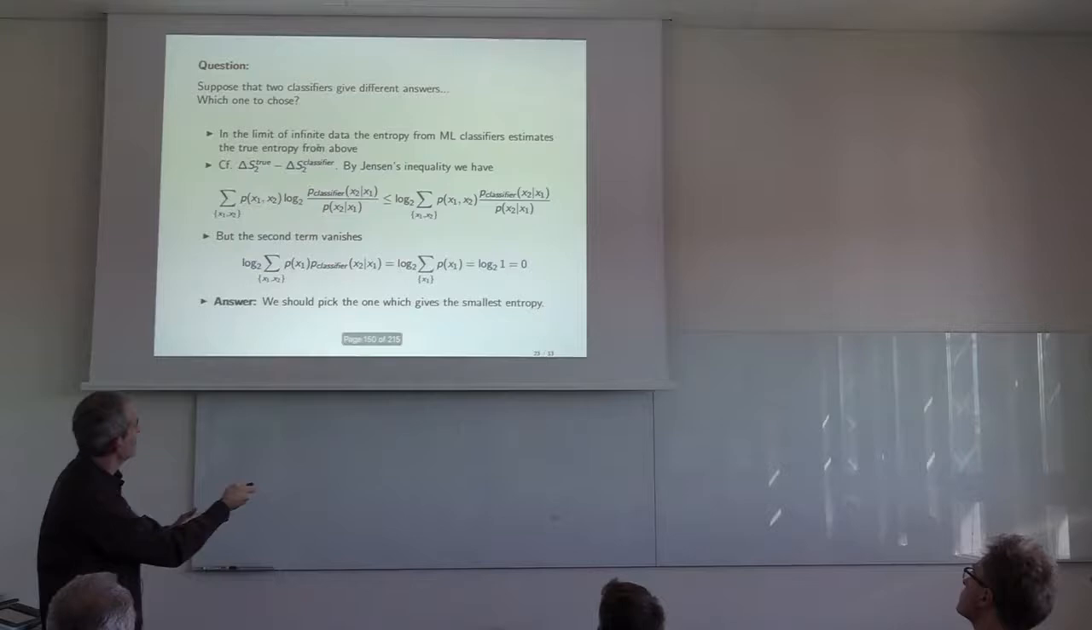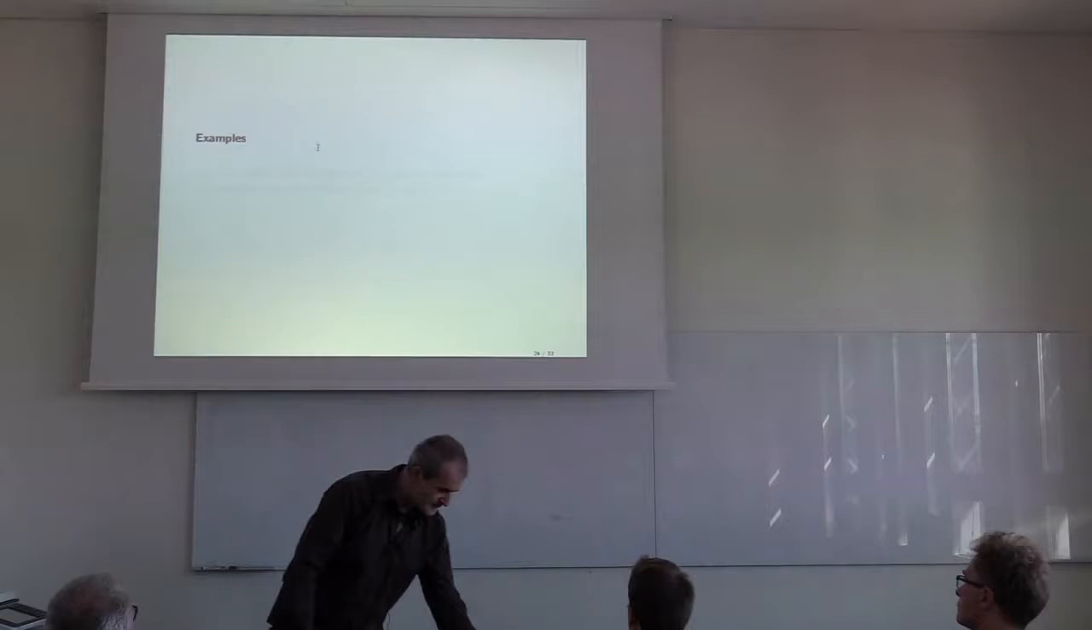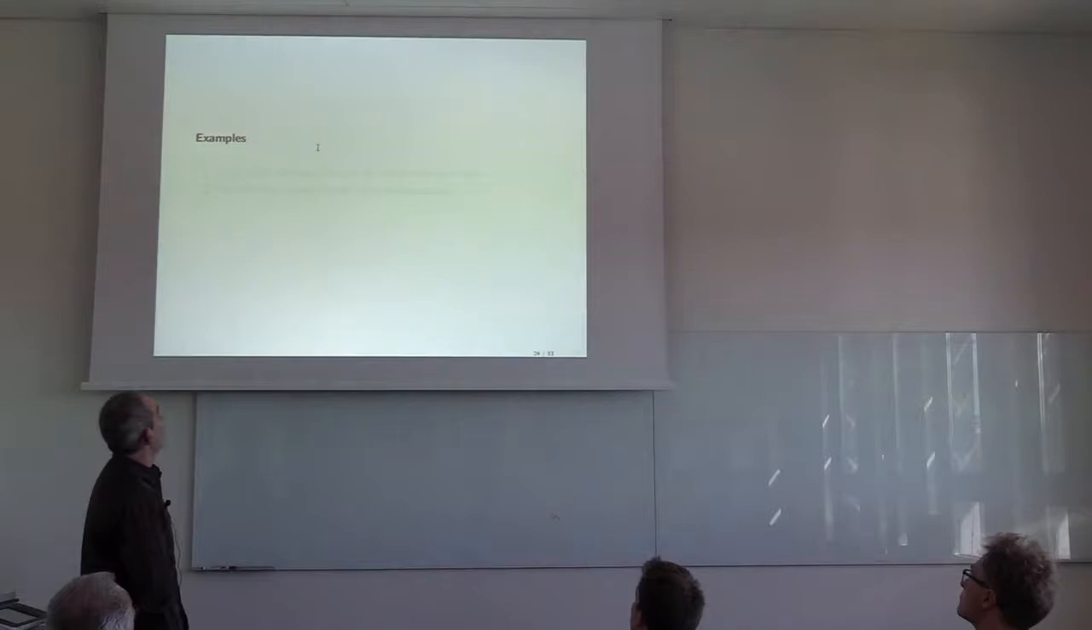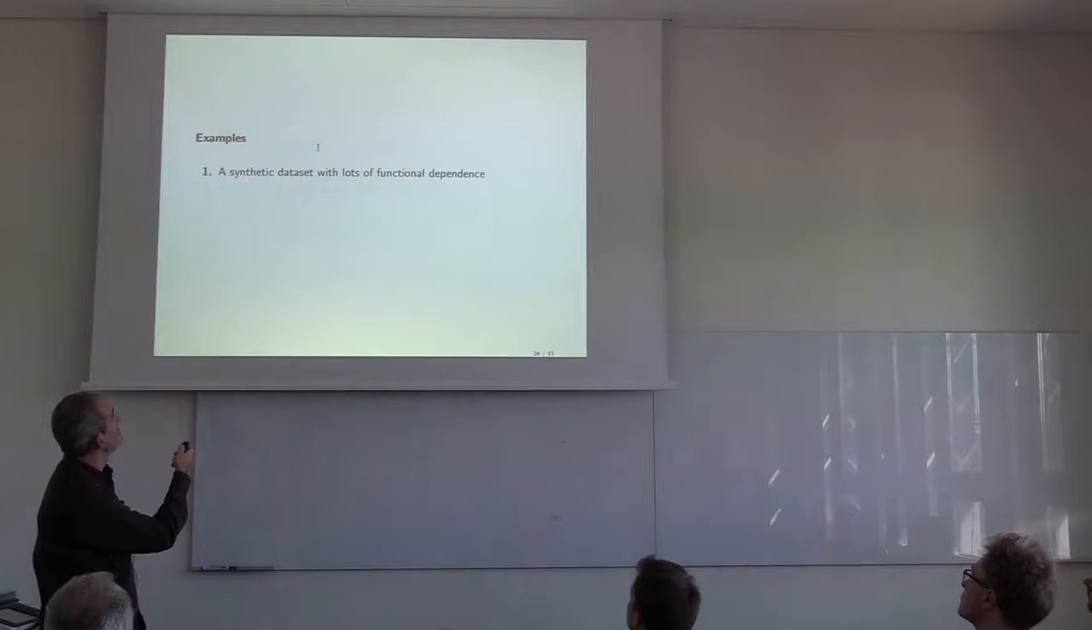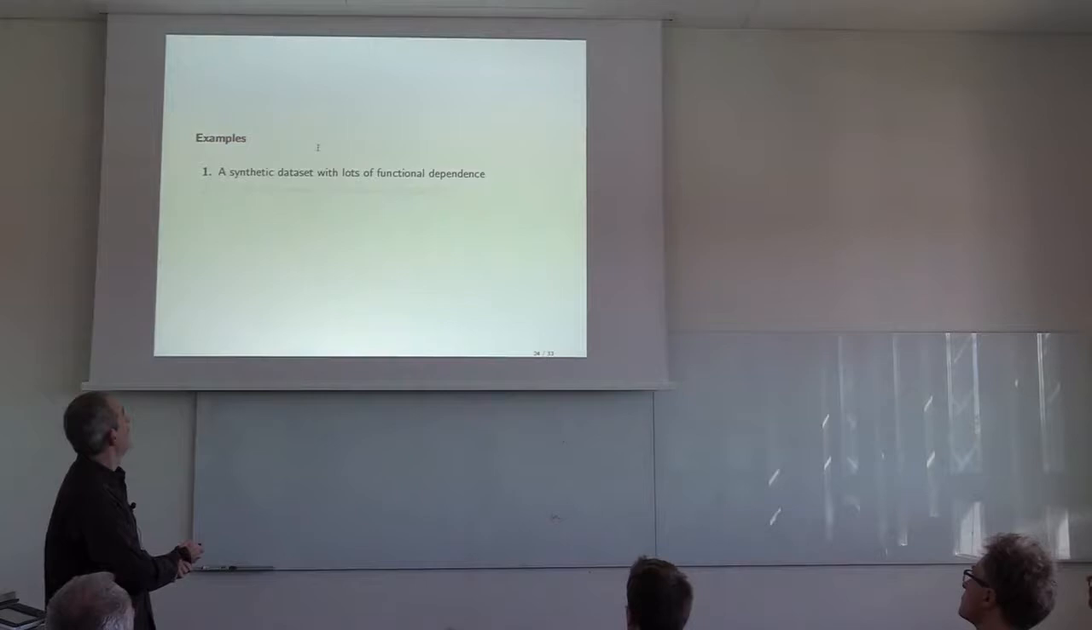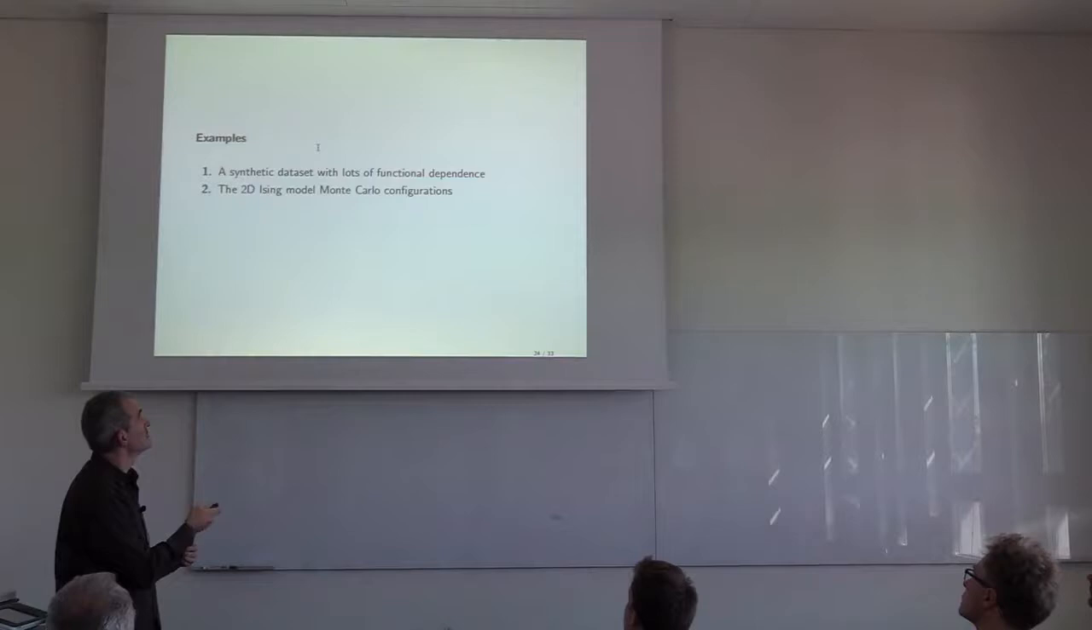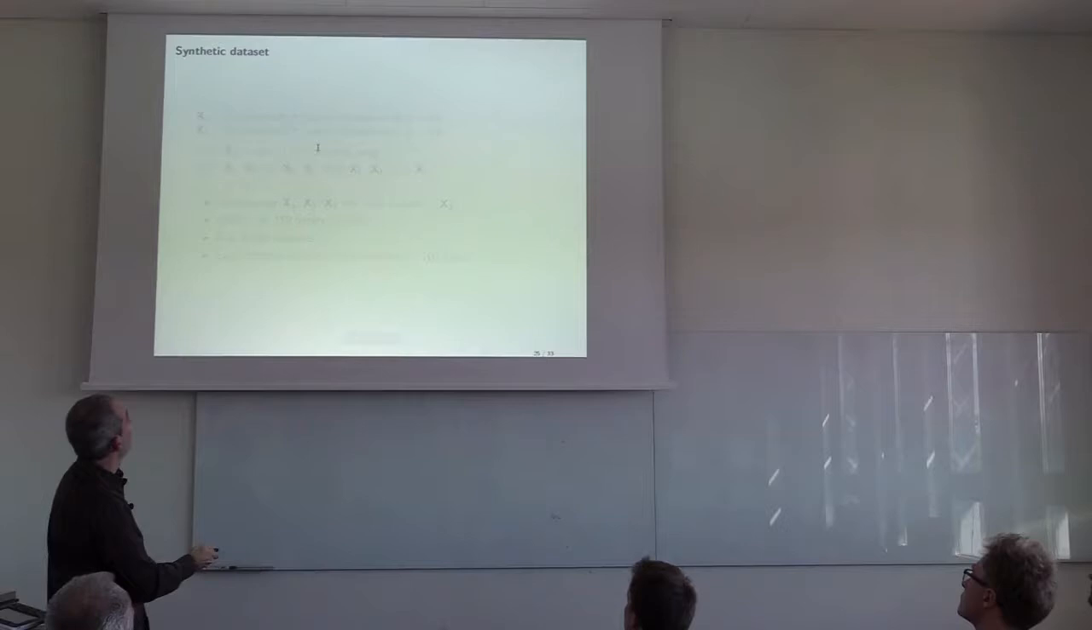Okay, now I would like to describe 2 examples. The first example is a kind of synthetic data set with lots of functional dependence between variables. And then we'll describe the case of two-dimensional Ising model Monte Carlo with configurations. So first, this synthetic data set.